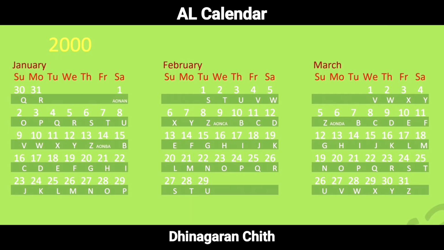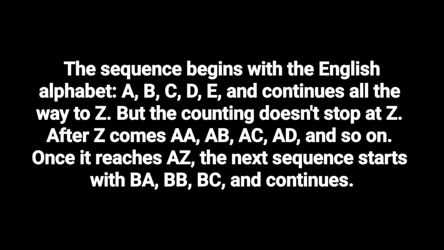In the calendar we use today, there are 12 months from January to December, dates from 1 to 31, and 7 weekdays from Sunday to Saturday. Using that familiar system as a foundation, I designed a new method of timekeeping, where letters are used instead of numbers. The sequence begins with the English alphabet, A, B, C, D, E, and continues all the way to Z.